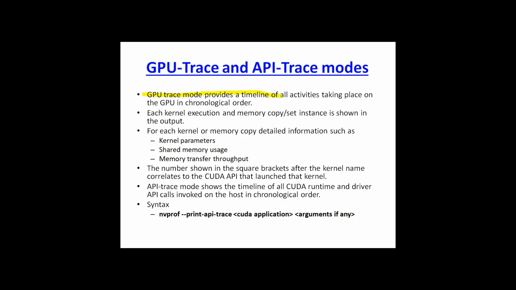GPU trace mode basically provides a timeline of all the activities on the GPU in chronological order. Each kernel execution and memory copy or set instance is shown in the output. For each kernel or memory copy, we can see detailed information such as kernel parameters, shared memory usage, and memory transfer throughput. It also shows a number in square brackets after the kernel name, which I will show you. It correlates to the kernel API that launched that kernel.